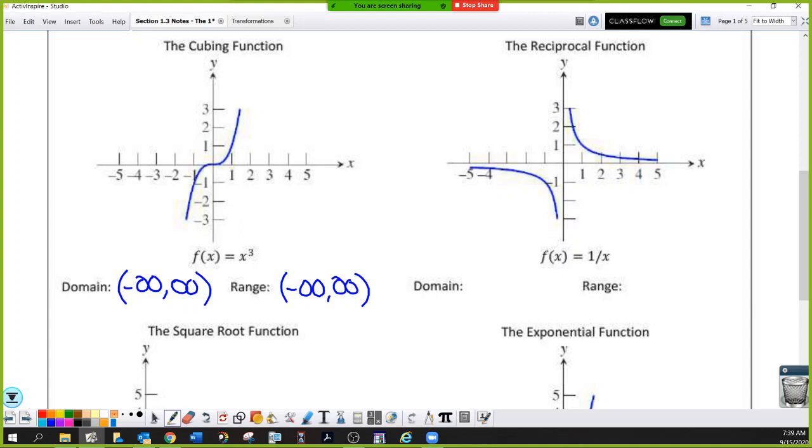The reciprocal function, f of x equals 1 over x. It points left and right forever, but it does have an infinite discontinuity, a vertical asymptote, right here at the y-axis. So its domain is everything except for x equals 0. So we're going to represent that as a union. So we go from negative infinity to 0, hop over 0, from 0 to infinity. Squeeze it in there.